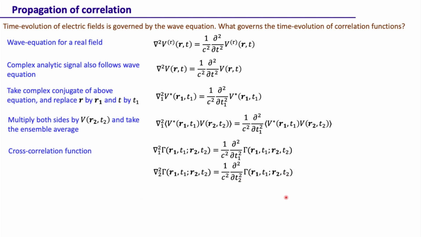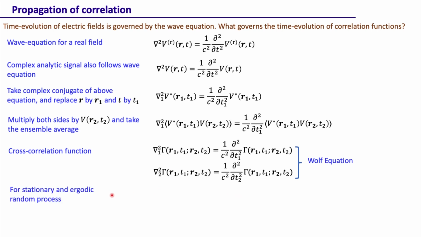So the gamma satisfies both these equations. Basically, the field satisfies one wave equation, and the cross correlation function satisfies a set of two wave equations. These are known as the Wolf equations. They were derived by Emil Wolf, who was a faculty at the University of Rochester, and in fact he passed away last year. So these equations are named after him.